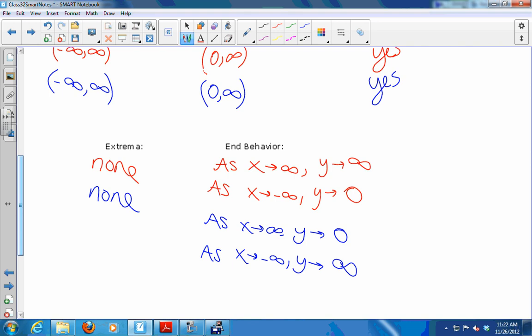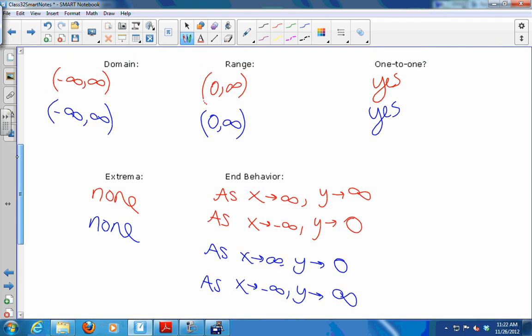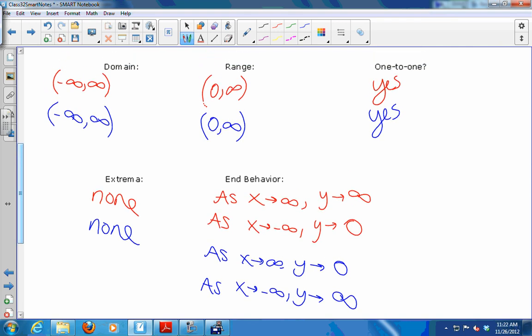So exponential functions, whether they're growth or decay, have a lot of the same properties. They have the same domain, same range, they're both one-to-one, no extrema, and their end behavior goes to infinity in one direction and 0 in the other. It just depends which one, if it's growth or decay.